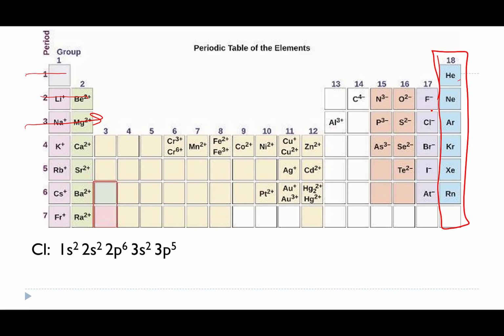Every other element on this periodic table is going to beg, borrow, steal electrons so that they have 8 electrons in their valence shell. So if we're looking here at chlorine, chlorine has 7 valence electrons. He so desperately wants to be like argon, who has 8. So what chlorine is going to do is steal 1 electron from somebody else. He's going to add that to his configuration, and now his configuration is going to look identical to argon's. He's going to have the same stability that argon has.